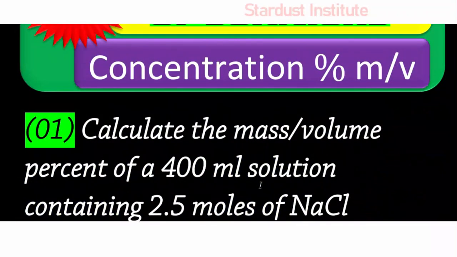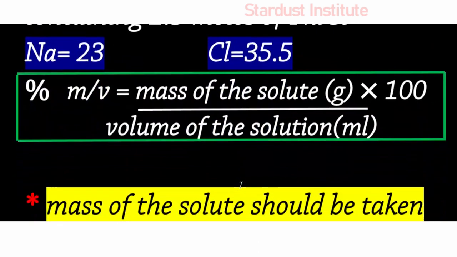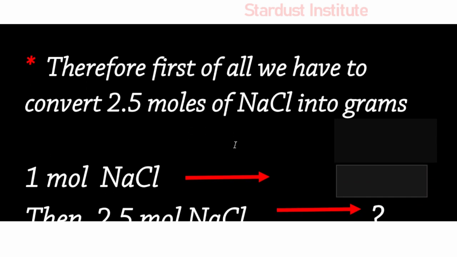Here we have been given mass of the solute in moles. Therefore, first of all, we have to convert this 2.5 moles of NaCl into grams. Now we have to find molar mass of NaCl.